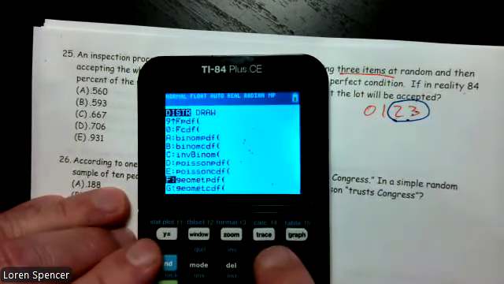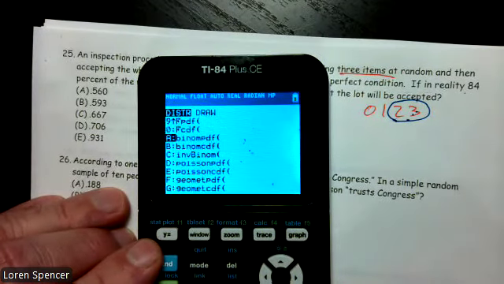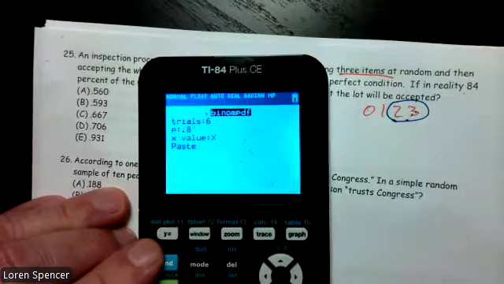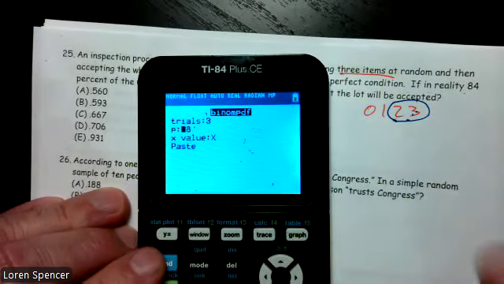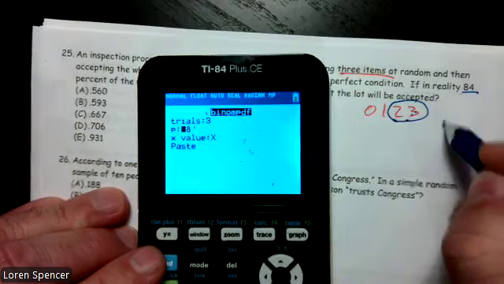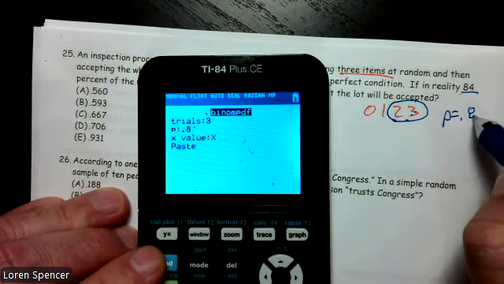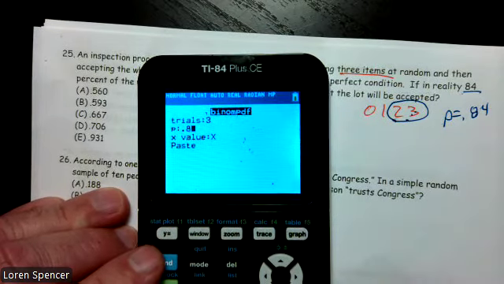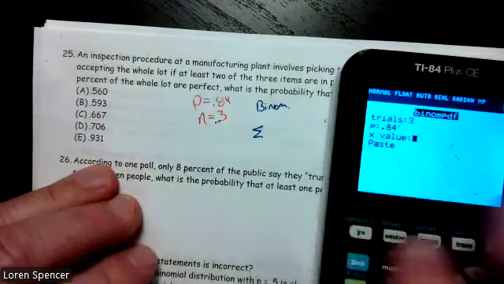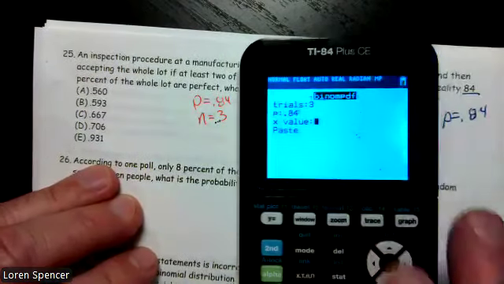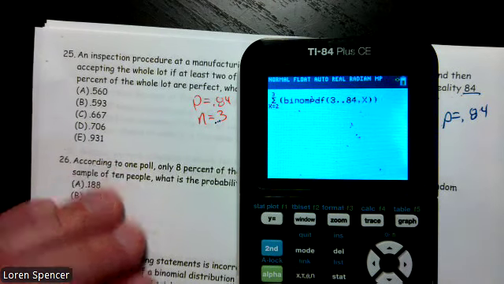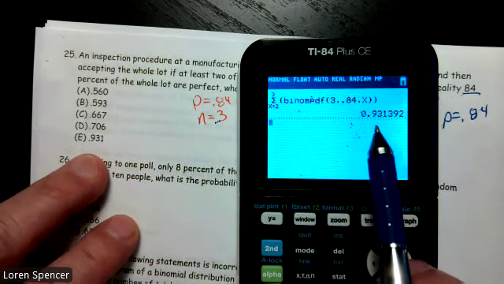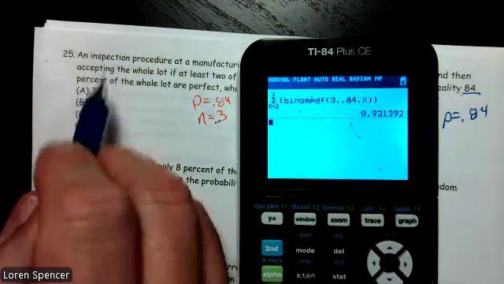Second vars, binomial PDF. Trials, we have 3 trials. The probability, they said that the P is 0.84. And anytime we have a summation, we're going to use just an X. So we end up with 0.9313. Our best answer choice is E.